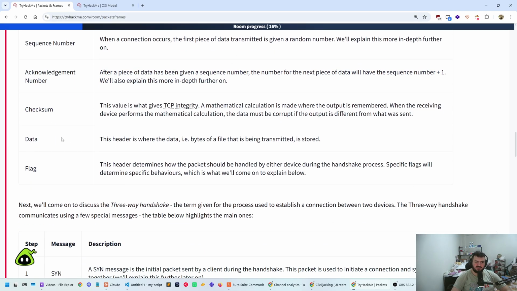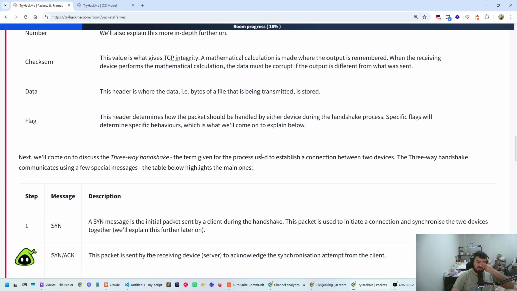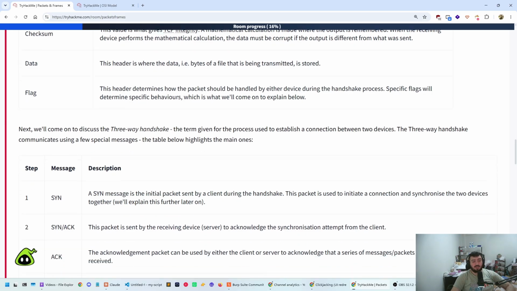Checksum, we already talked about checksum a bit. Data, this is where the data is, and then the flag. This header determines how the packet should be handled by either device during the handshake process. Specific flags will determine specific behaviors, which is what we'll come on to explain below, okay?